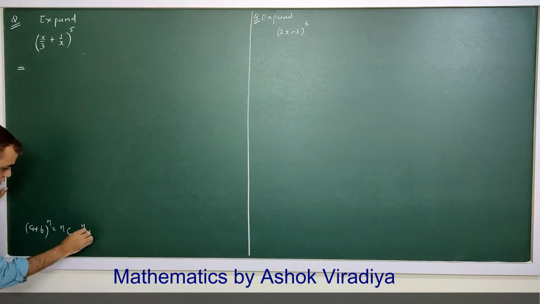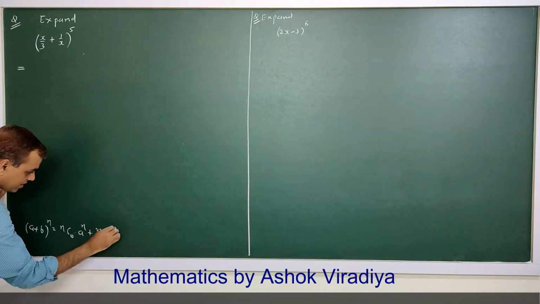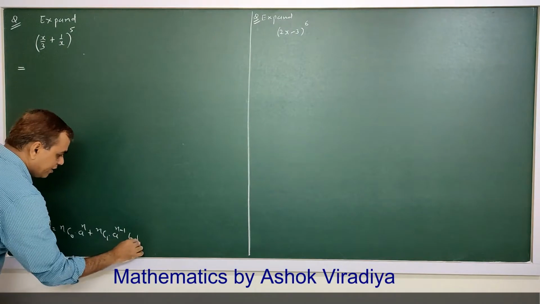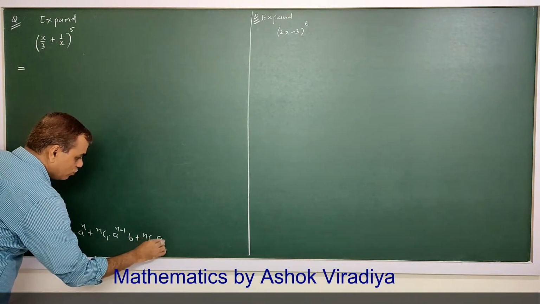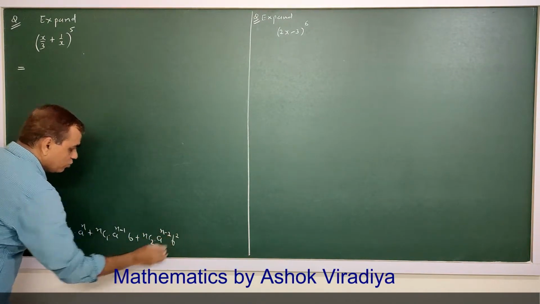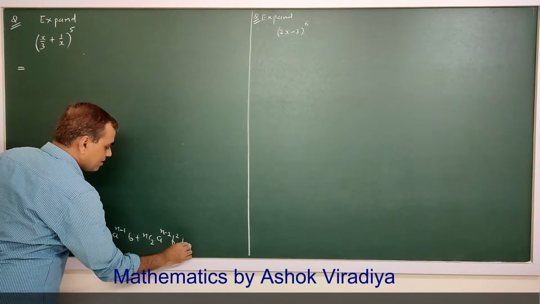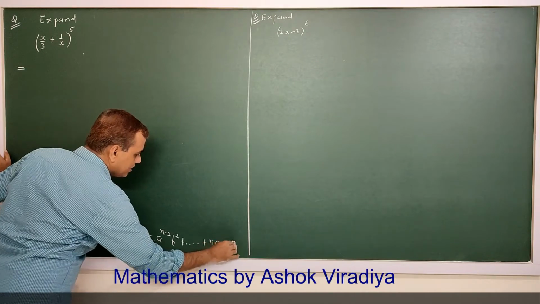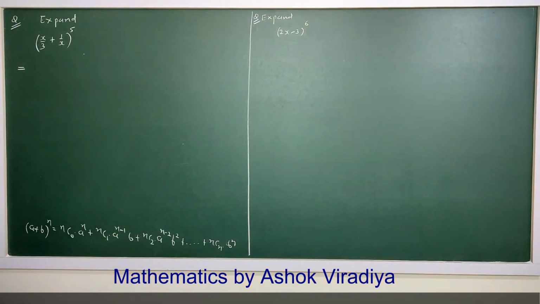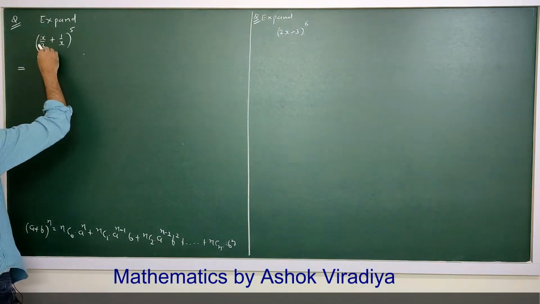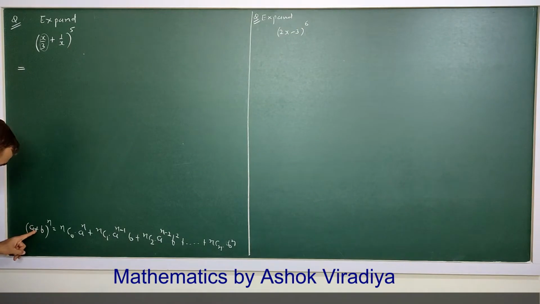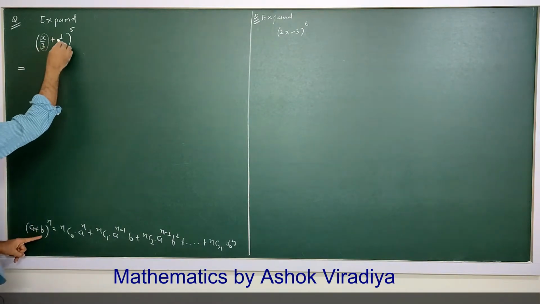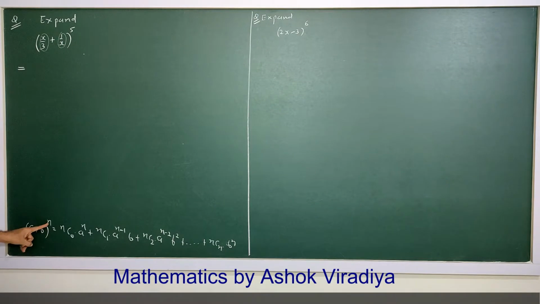nC0 a raised to n, nC1 a raised to n minus 1 into b, nC2 a raised to n minus 2 into b square, plus up to nCn b raised to n. So this is the application of the first formula. So consider this as a, this is plus, then consider this as b, and n is 5.